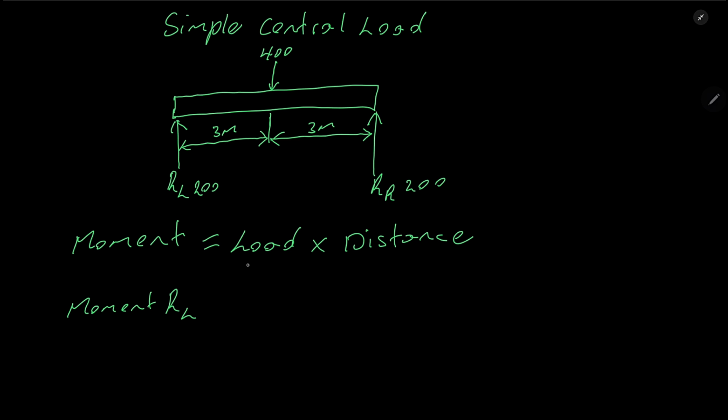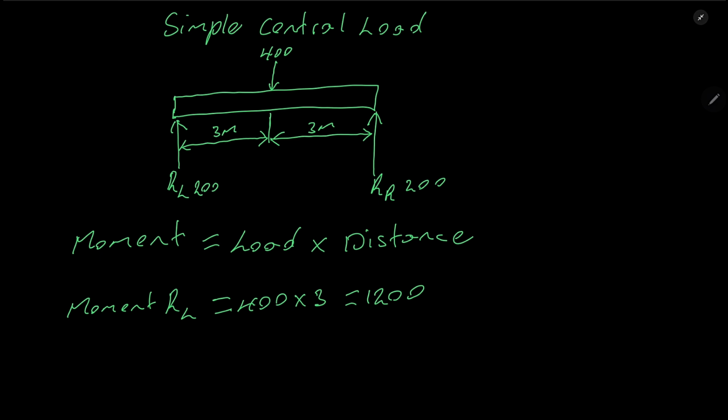We're simply going to be multiplying the load by the distance that it is away from RL. So we're going to have equals right here, then 400 multiplied by how far it is away from RL, which is 3. And this is going to give us a value of 1200.